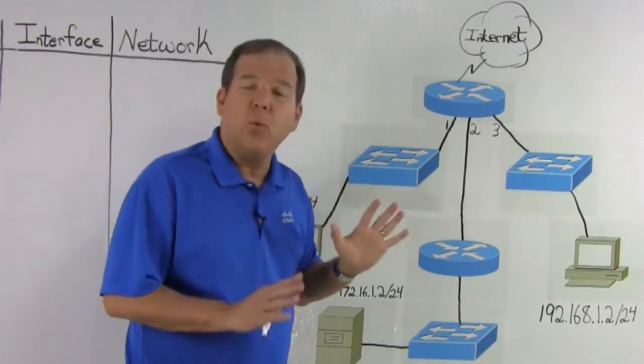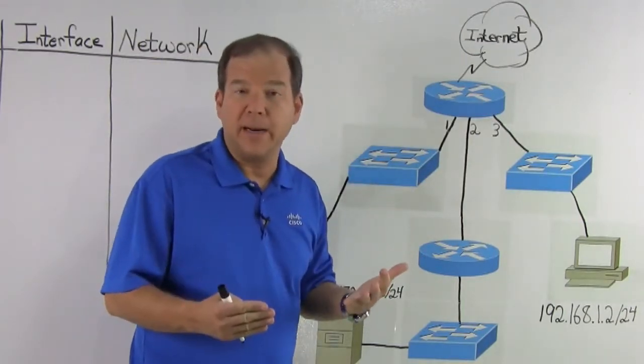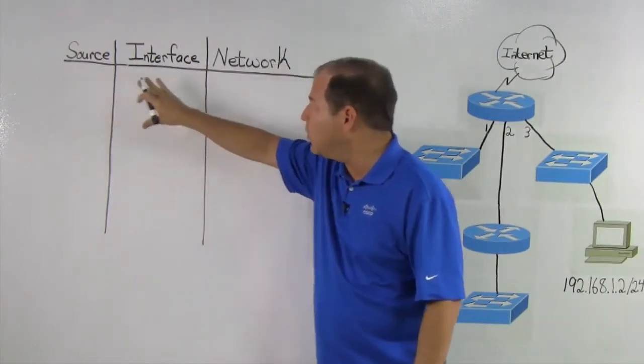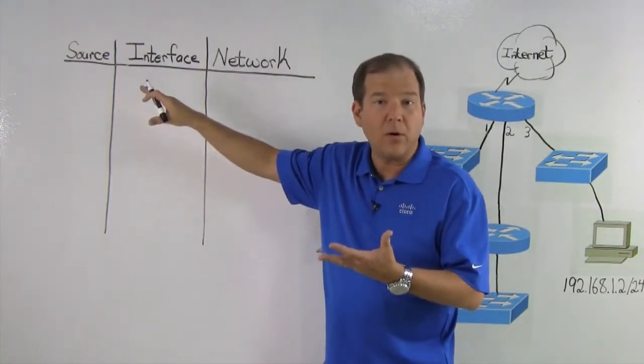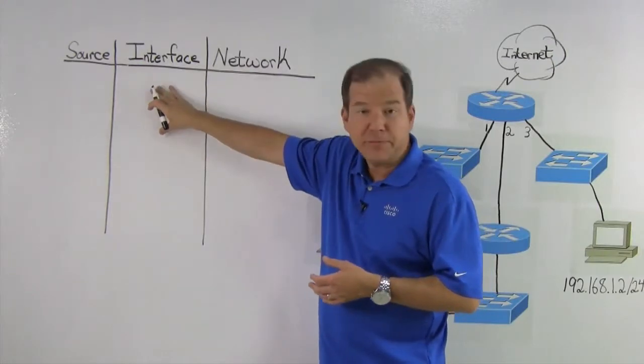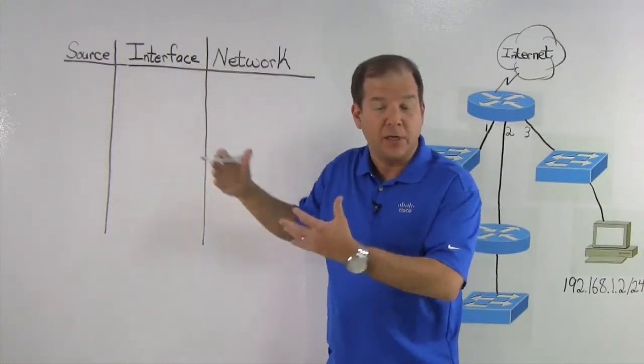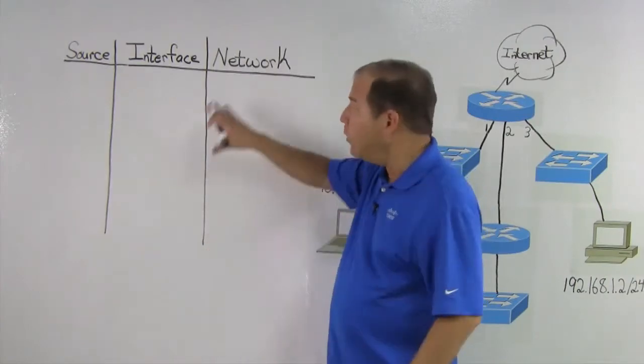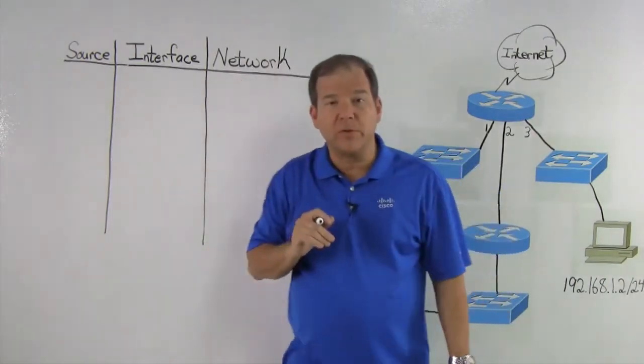Well, there are different ways that a router can populate its routing table. Here we have a basic routing table, and we're listing the source, in other words, from where did the router learn this information, the interface, off of which interface should the router send a packet to get to a destination network, and what is that network? Let's take a look at what the router knows about.